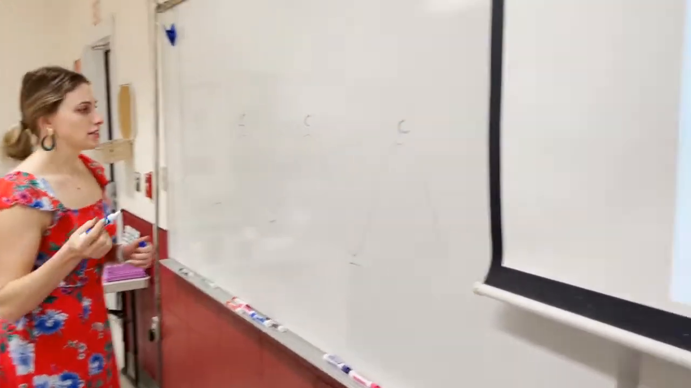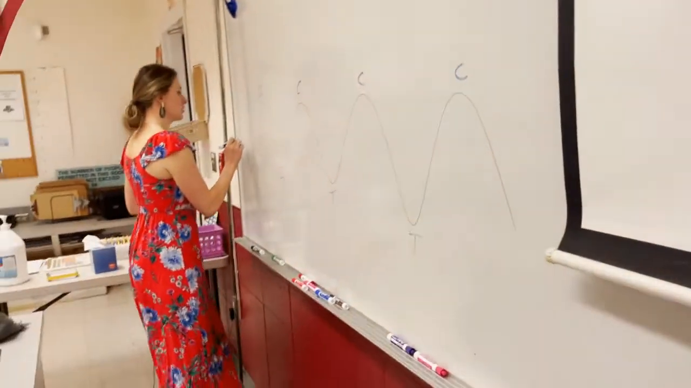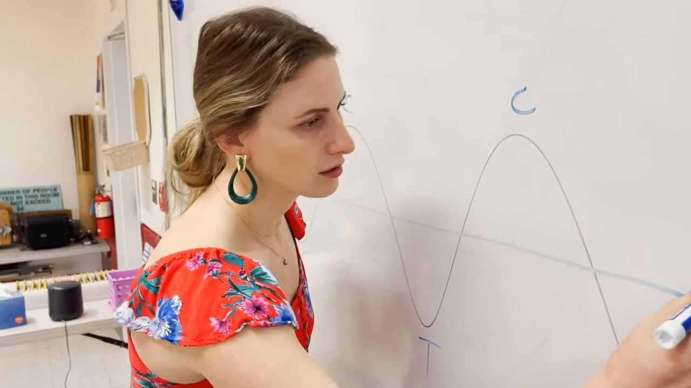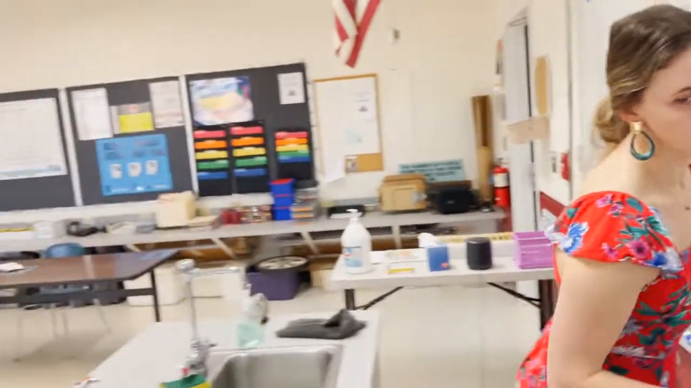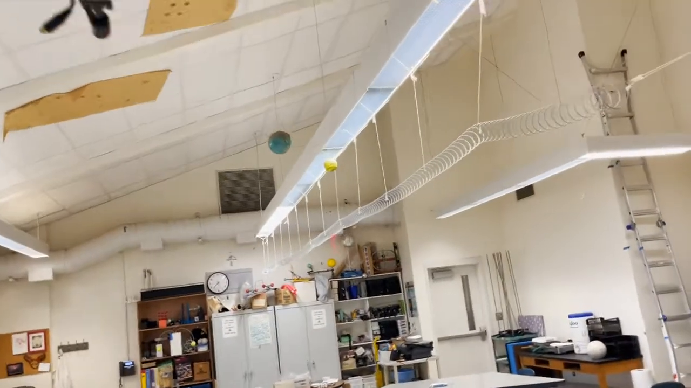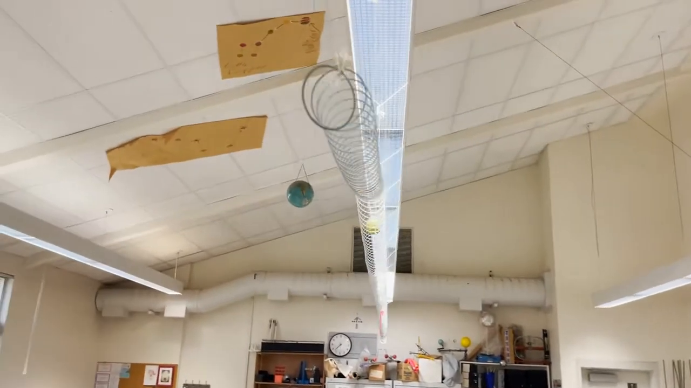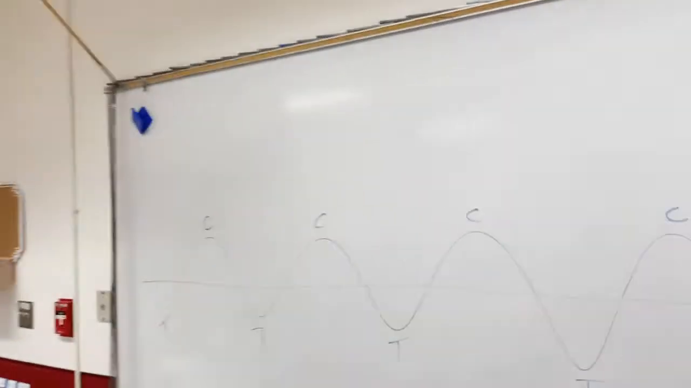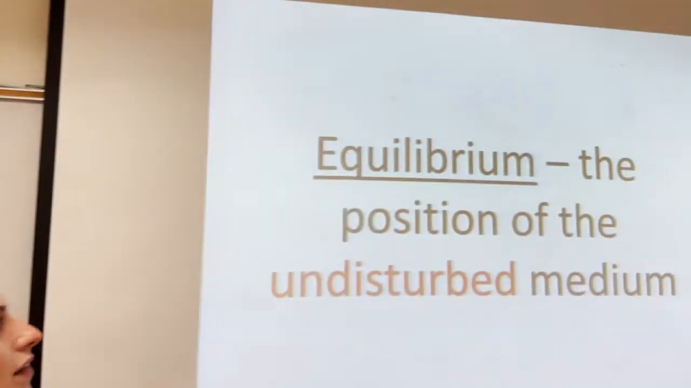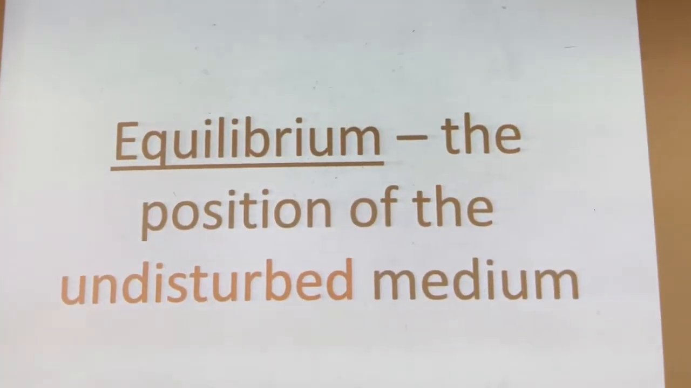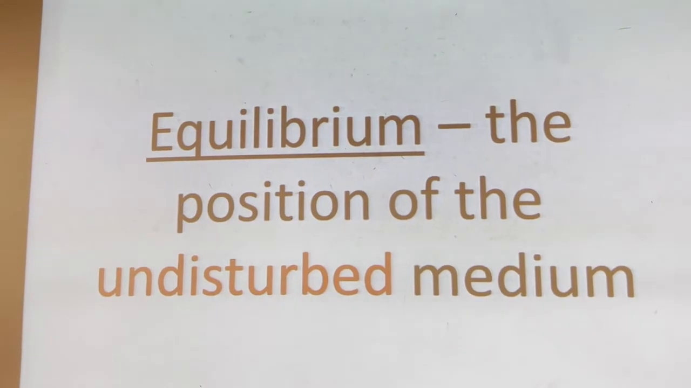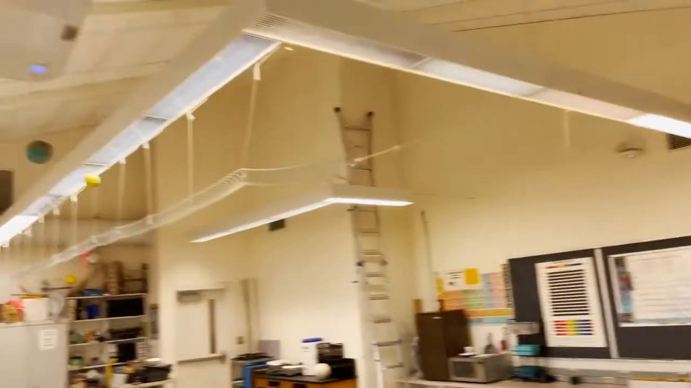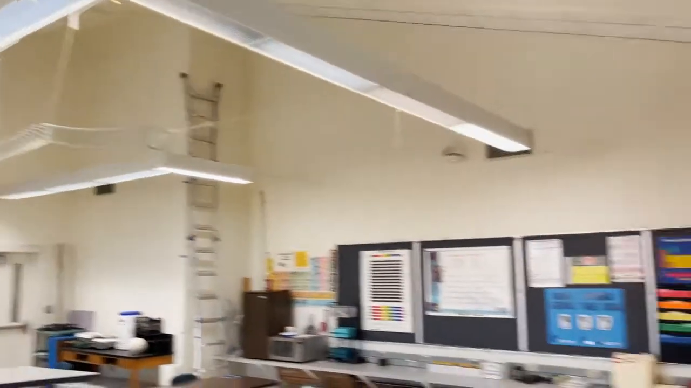Okay, and then back to this equilibrium. So the equilibrium is just going to be this middle part right here. Equilibrium is where the slinky would be if there are no waves in it. So that's equilibrium right there, and that's what this line is. And that's what this definition says: the position of the undisturbed medium. Look how undisturbed that slinky is. It's just chilling. It's just hanging out.